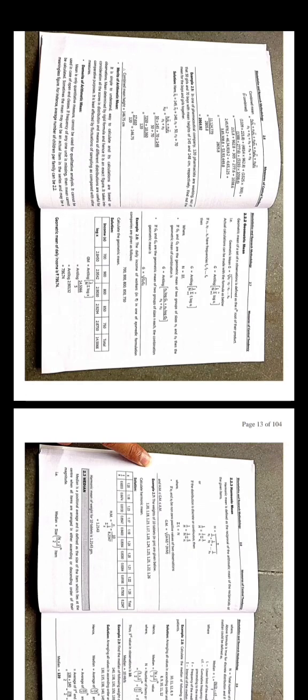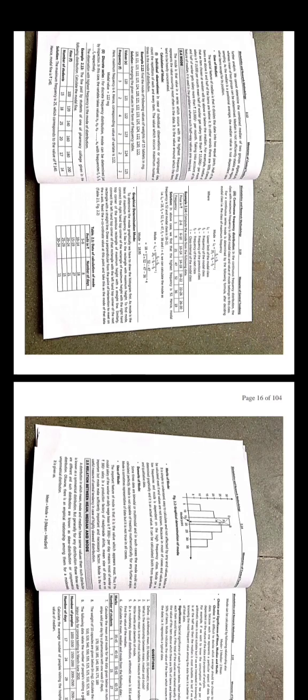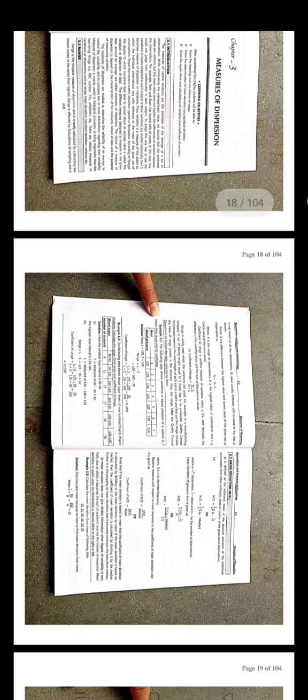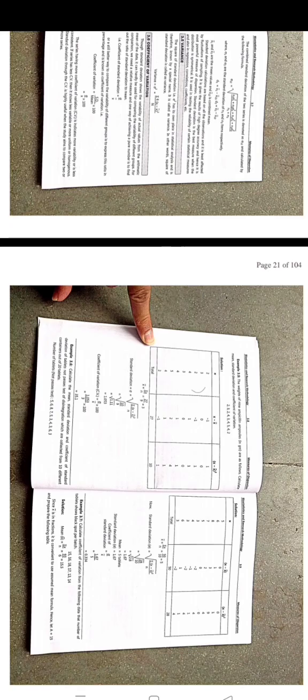Measurement of central tendency. This central tendency is measured by the mean, median, and mode. Mean means the sum average. Median means the middle of the average. Mode means the repeated variables.